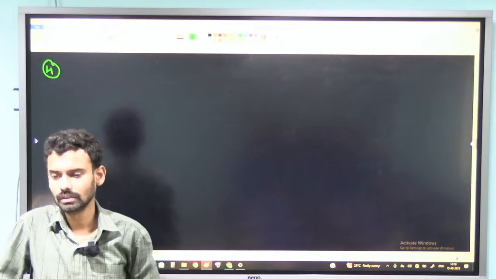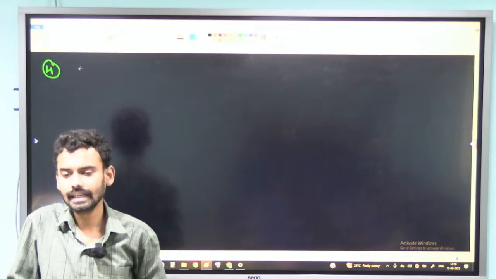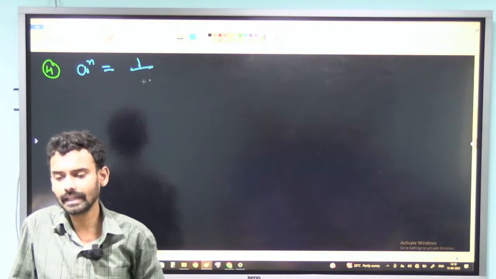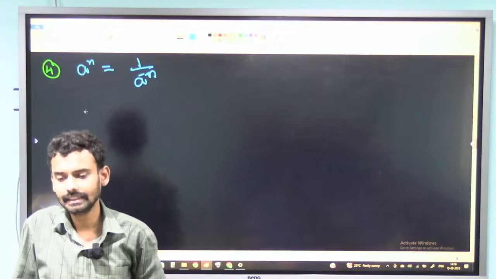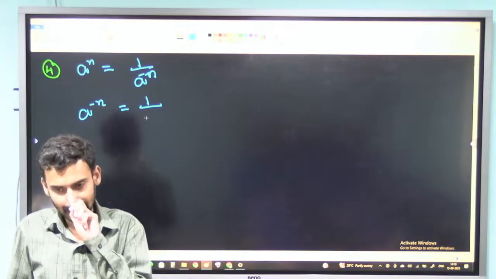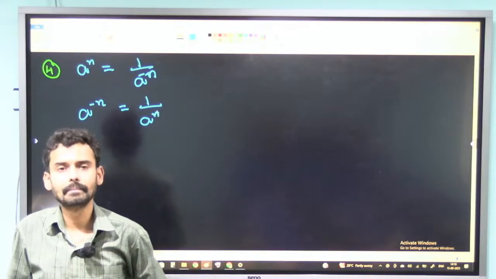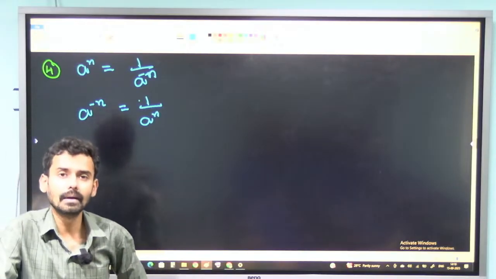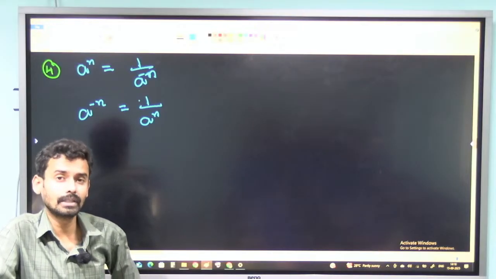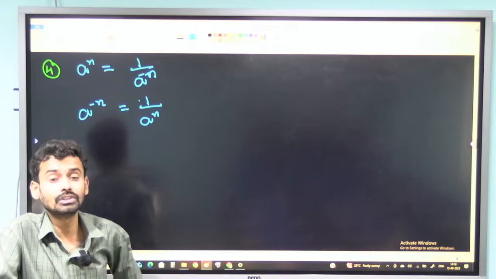Fourth rule, suppose I consider a to the power of n, this can be written as 1 by a to the power of minus n. Similarly, a to the power of minus n can be written as 1 by a to the power of n. So if you shift a number having a power from numerator to denominator or from denominator to numerator, you need to change the sign.